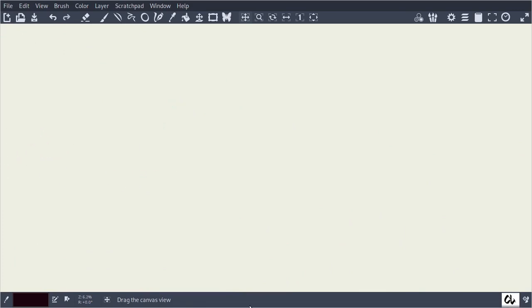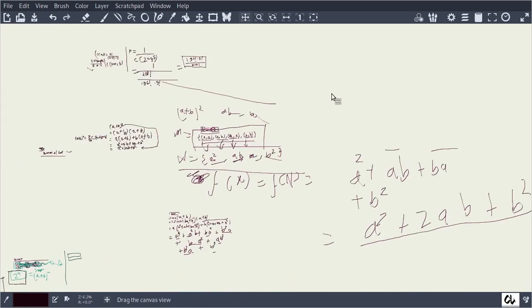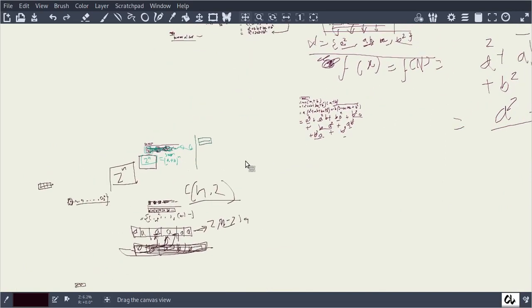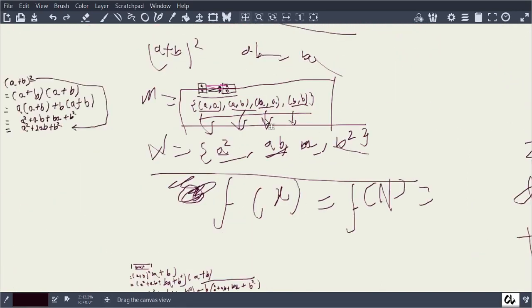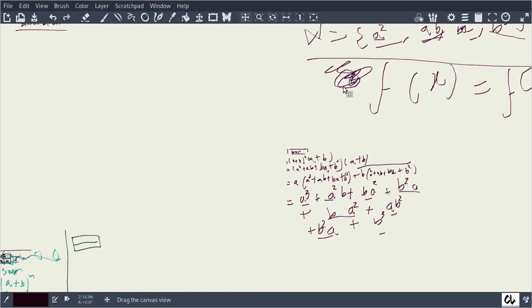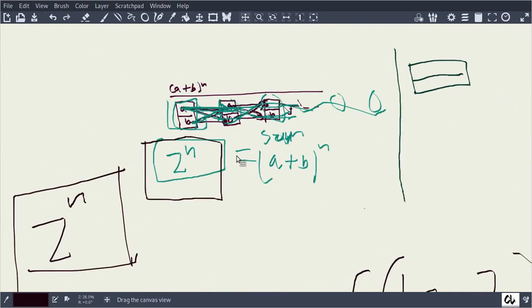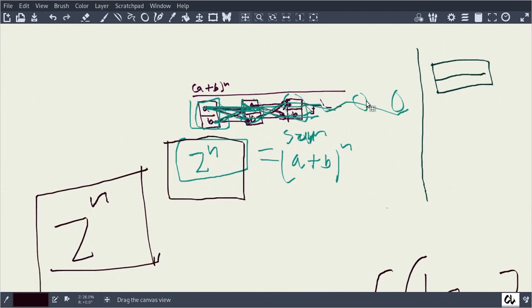So in this example, I guess we said that there could be no B selected. It could select one B, or two B's, or three B's, or four B's, up to n B's, right? This is how we said those things worked.